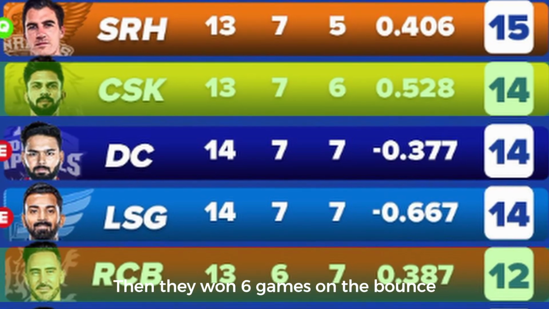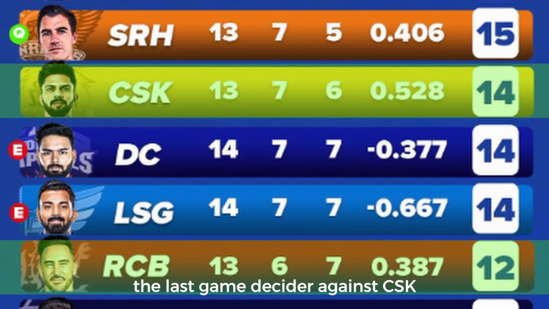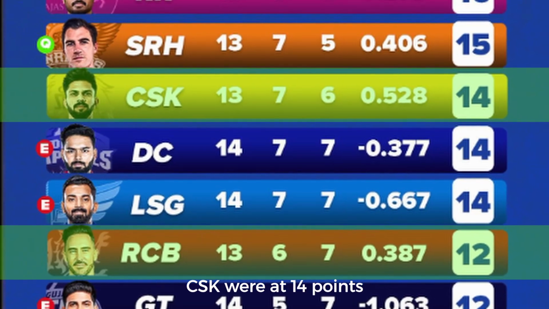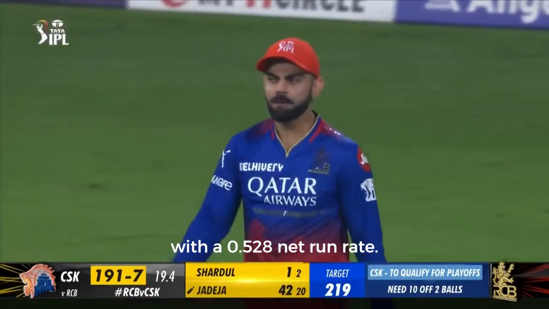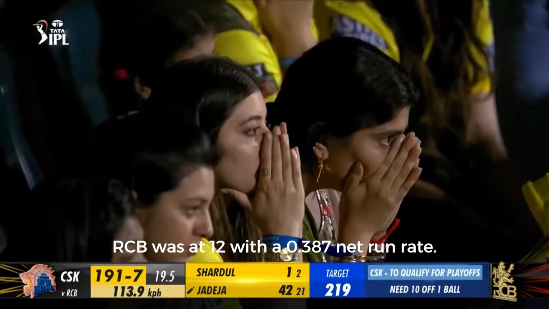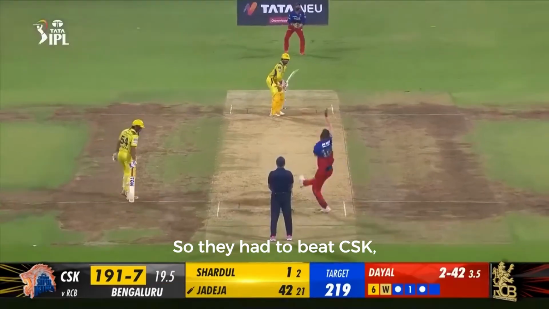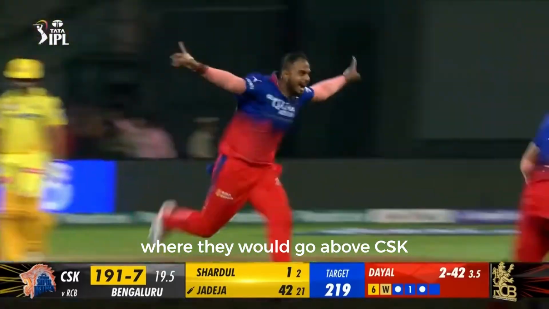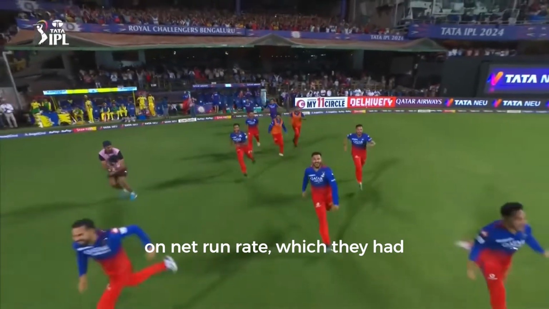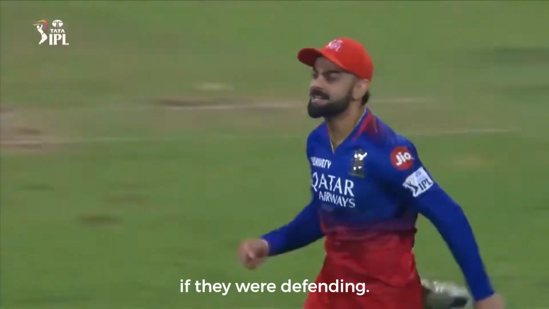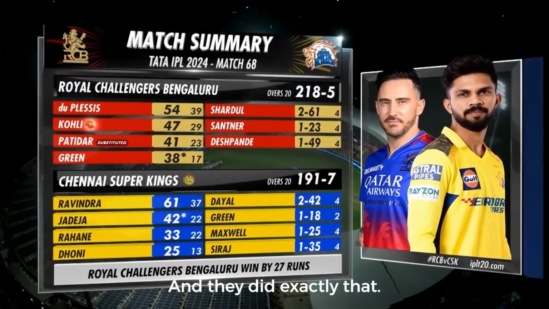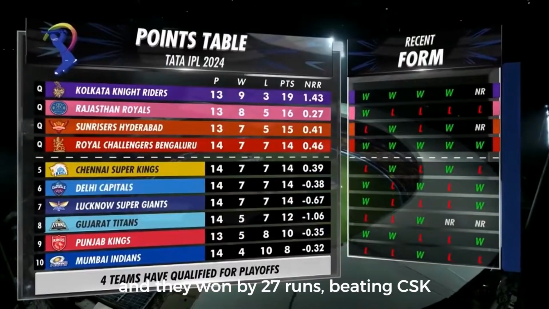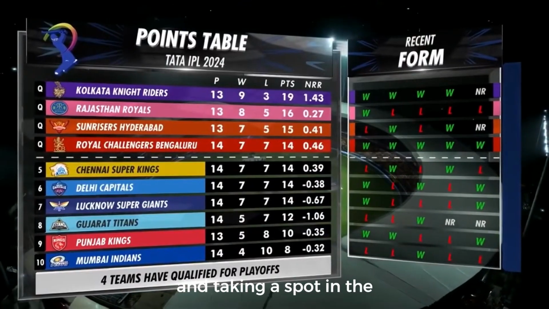Then they won 6 on the bounce and went straight into the last game decided against CSK with hopes still alive. CSK were at 14 points with a 0.5 net run rate. RCB was at 12 with a 0.3 net run rate. So they had to beat CSK, but they had to beat them by enough of a margin where they would go above CSK on net run rate, which they had to do by 18 runs if they were defending. And they did exactly that. They posted 218 on the board and they won by 27 runs, beating CSK and taking a spot in the qualifications.